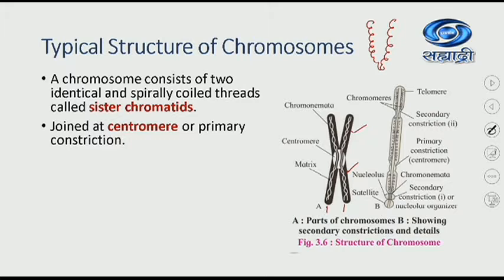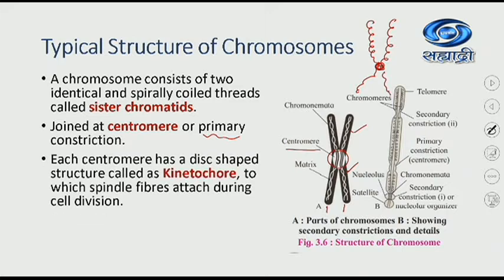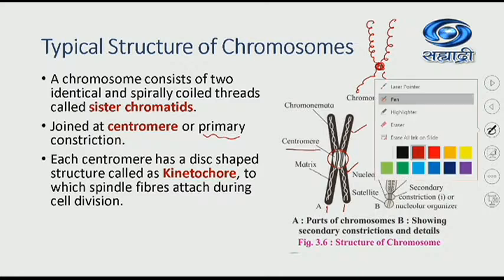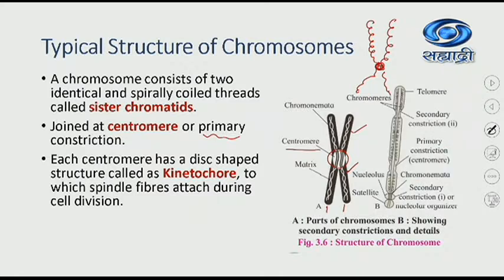They are joined at the centromere. This region is called the centromere. It is also called the primary constriction. So they are joined at the centromere like this. Each centromere has a disc-shaped structure. I'll show it with green color. There is a disc-like structure on the centromere, and it is called the kinetochore. What is the function of the kinetochore? It provides space for attachment of spindle fibers during cell division.